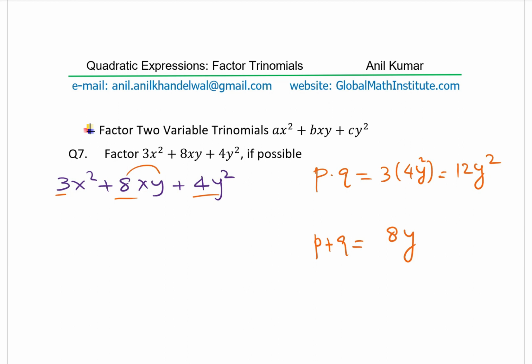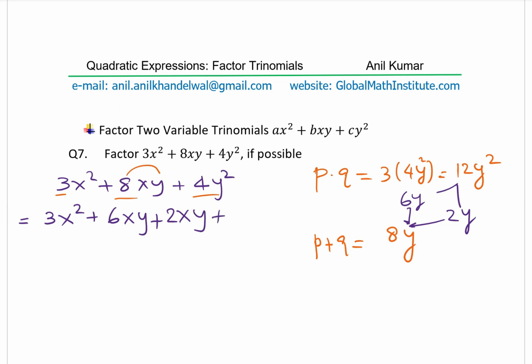So now, how do you get 12y squared? A combination of 12 is 4 times 3, which will give you 7. 6 times 2 will give you 8. So we'll split this into 6 and 2. How about y squared? You have to take 6y and 2y. That is the trick. Perfect. So we'll take 6y and 2y, which when combined will give you 8y, and that works. So now we can write this as 3x squared plus 6xy plus 2xy plus 4y squared.